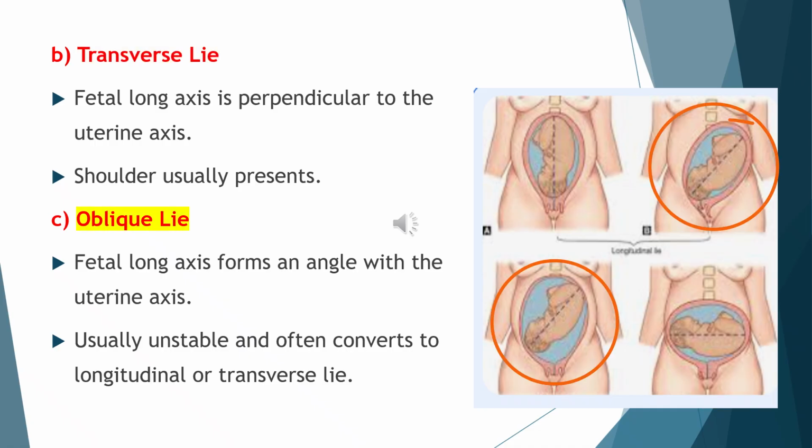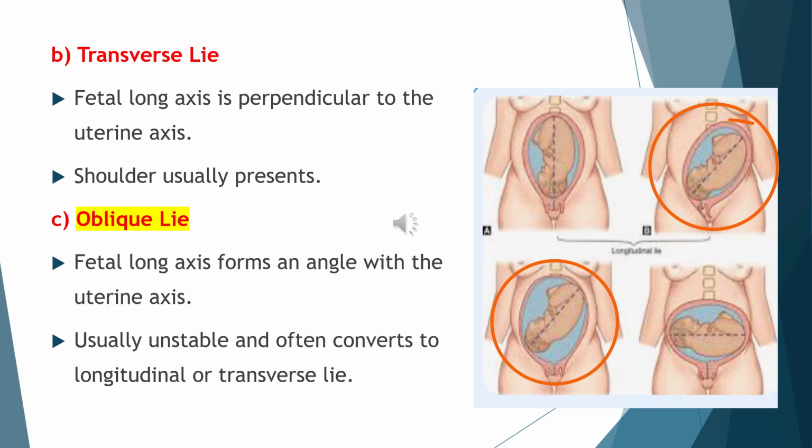Next, we have oblique lie. As the name suggests, the baby lies at an angle inside the uterus. The fetal long axis is neither parallel nor perpendicular to the uterine axis, but lies somewhere in between. You can think of it as a slanting position. This lie is usually unstable, meaning the baby does not remain in this position for long. As pregnancy progresses or labor begins, it often changes either to a longitudinal lie or a transverse lie.